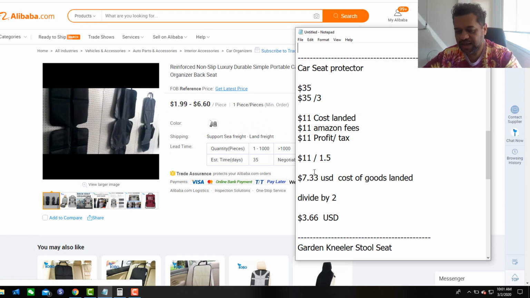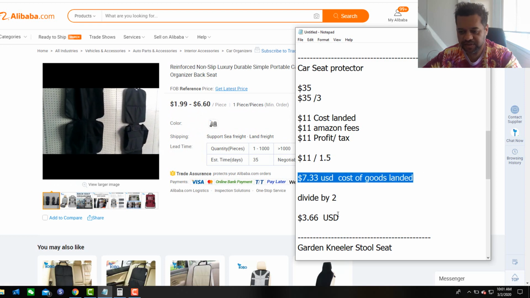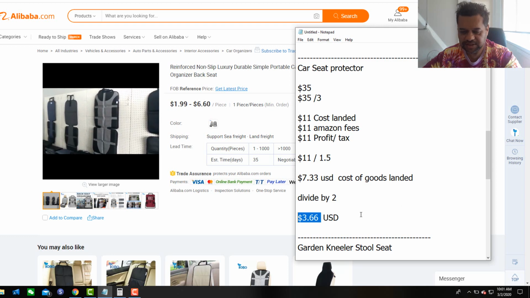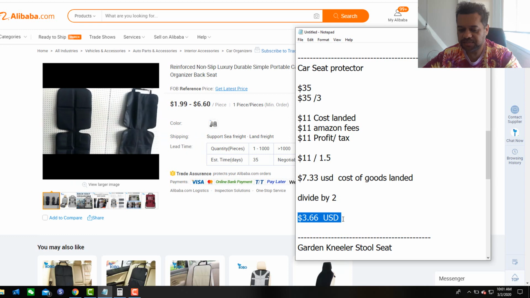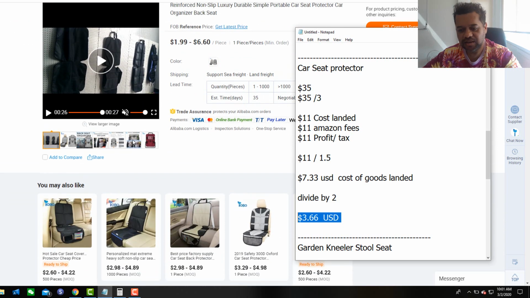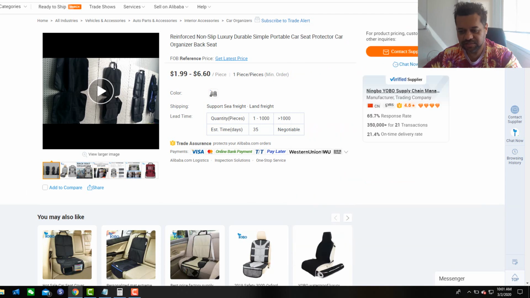So they're basically $7.33 landed. Divide that by 2, which is $3.66. Okay, so that's what the cost of goods would cost you. $3.66 for a pair. So that means you'd have to buy these for about $1.80 for 2. Then you double that to get the cost of goods landed in USD, which is about $11. Okay, so then you would actually make some money.